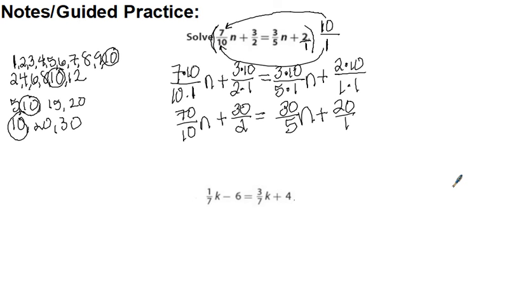What's 70 divided by 10? 70 divided by 10 is just 7. So this is 7n plus 30 divided by 2 is just 15.